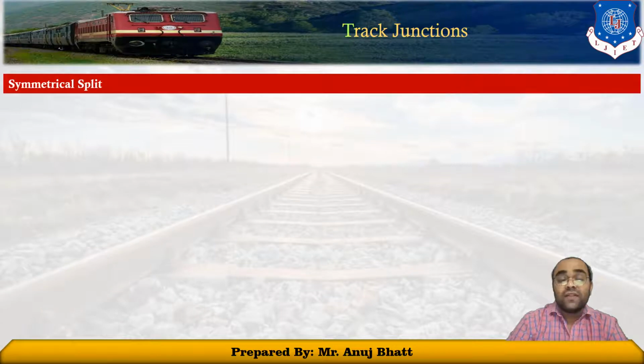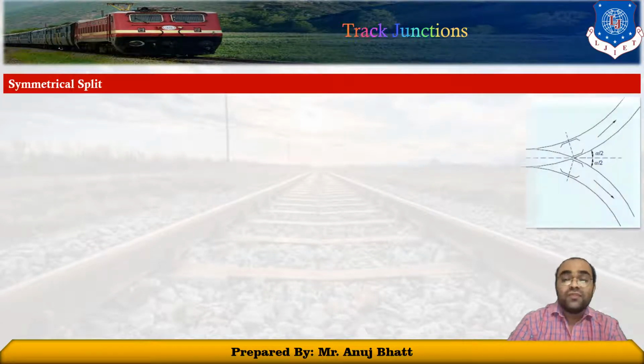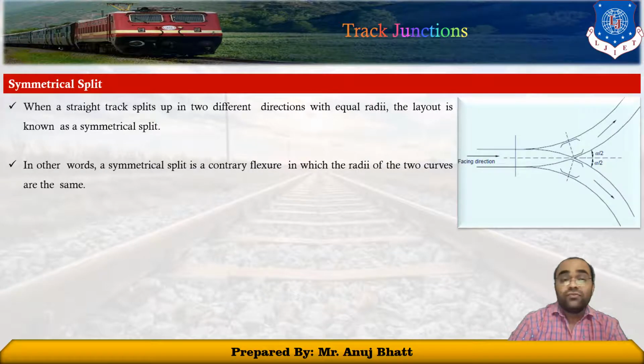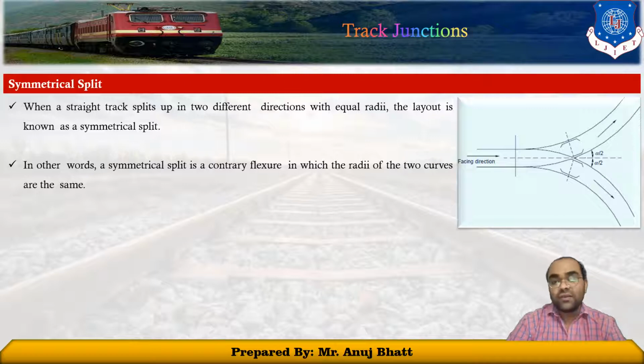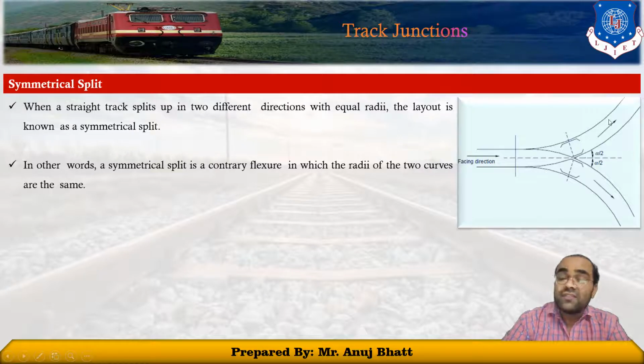Another one is the symmetrical split, the third type of track junction which can be used. It is when a straight track splits into two different directions with equal radius. That layout is known as the symmetrical split. Symmetrical means there are two equal parts, so we can consider either one of them as the main line and the other as the branch line.